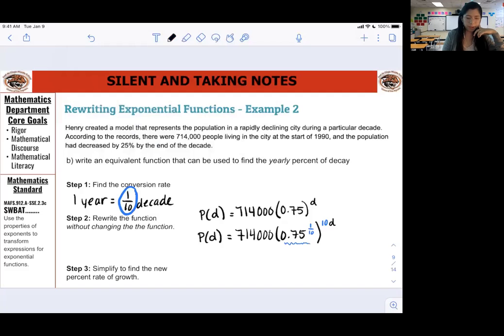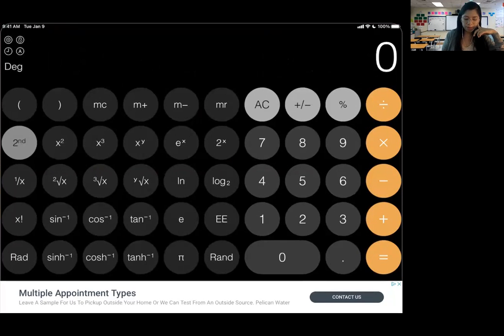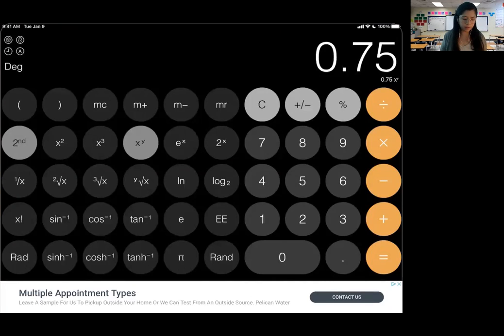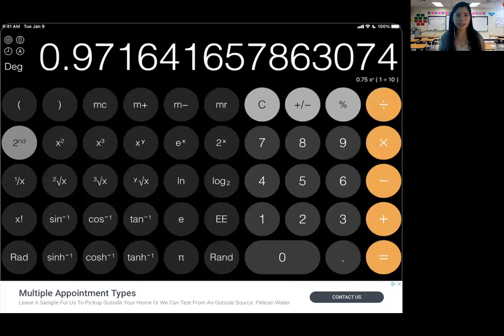Okay, so here we go. I'm doing 0.75 to the power of 1/10. So I hit my x^y, to the power of, then I hit my parentheses. I write 1 divided by 10, and I close my parentheses. And is that my answer, or should I hit equals? Equals. Hit equals. Don't forget to hit equals.